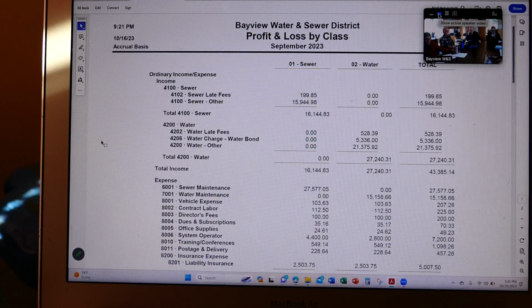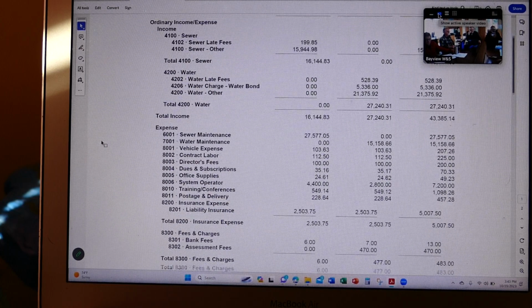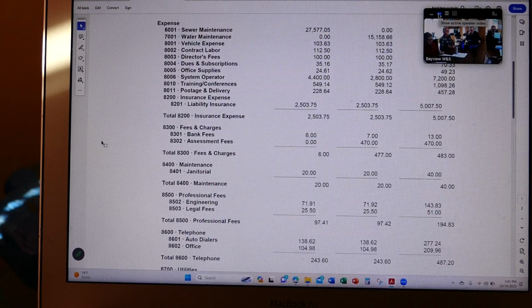People start paying their property taxes early, so I'll have something to report already next month for that. On the expense side, last month, for the month of September, we paid about $27,577 in sewer maintenance, and that was about $1,260 for repairs and tank repairs and pumping. Bigfoot finalized their big project, SCADA system, and that was about $7,000 that we paid them.